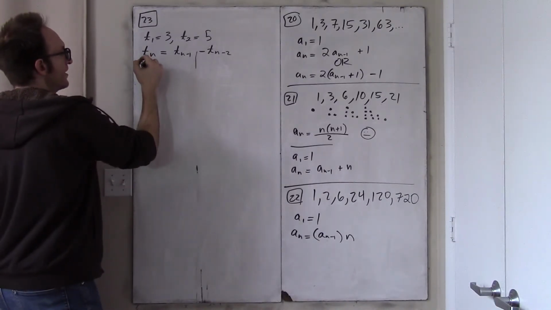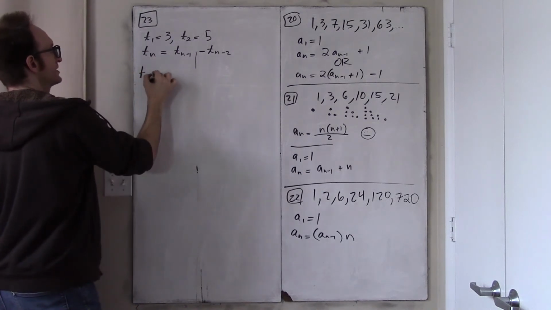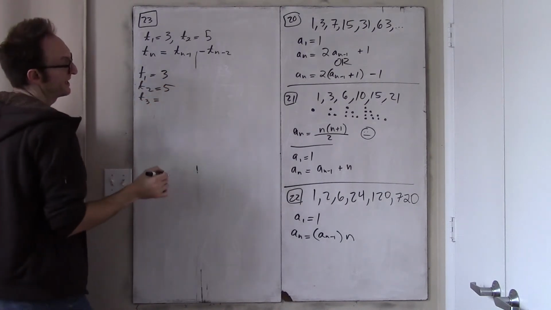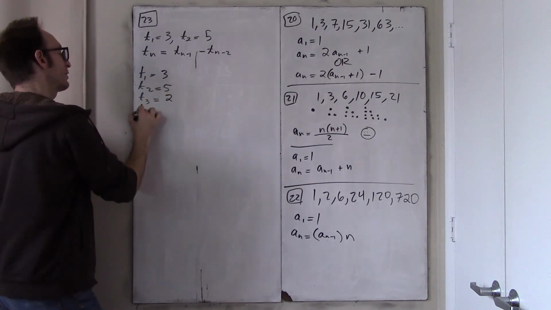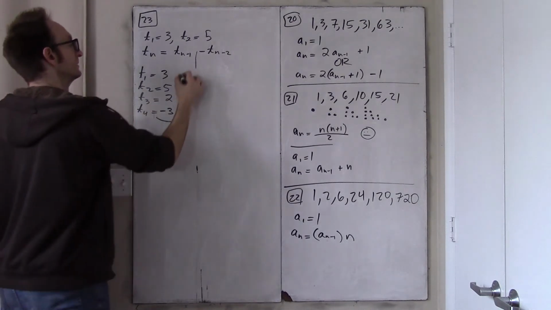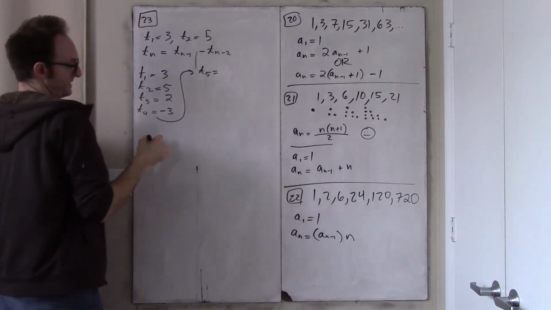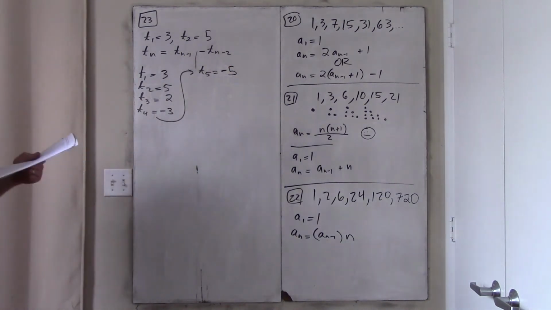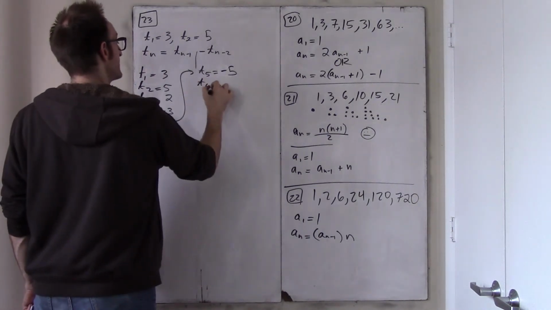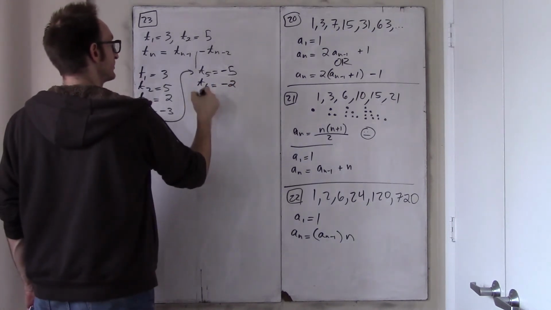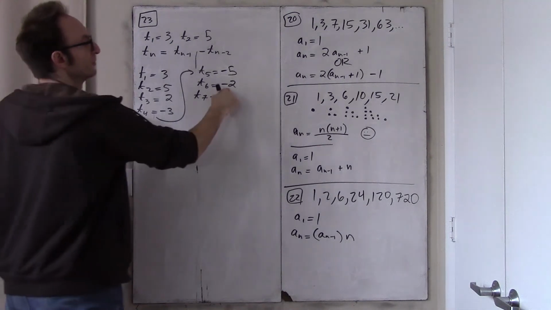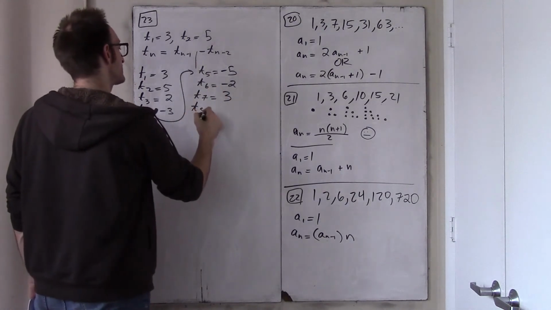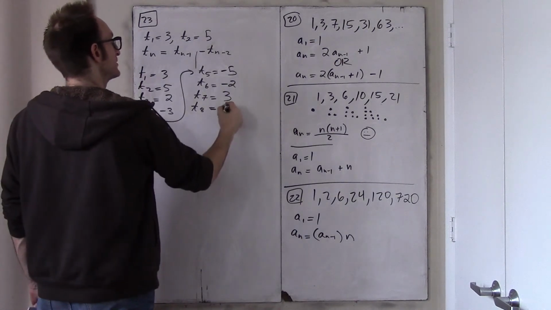First term, maybe I should write this out kind of carefully. First term, 3. Second term, 5. Third term is 5 minus 3, which is 2. Fourth term is 2 minus 5, which is negative 3. Fifth term is negative 3 minus 2. That's negative 5. Am I doing this right? Apparently I am. The sixth term is negative 5 minus negative 3. That's negative 2. The seventh term is negative 2 minus negative 5. That's negative 2 plus 5. That's 3. And the eighth term is going to be 3 minus negative 2, so that's 5.